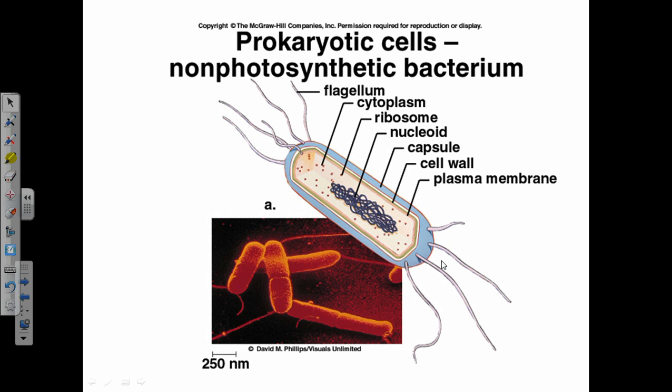A prokaryotic cell does have some DNA, but it's just sort of floating around in the cytoplasm. There's no nuclear envelope around it. It doesn't have any membrane-bound organelles like Golgi bodies or mitochondria or chloroplast. It does have ribosomes because it needs to be able to make proteins. It has a cell membrane. It has a cell wall. It may have cilia or flagella to help it move.